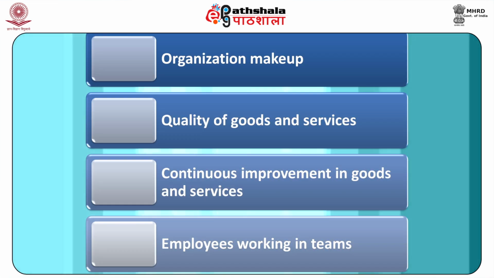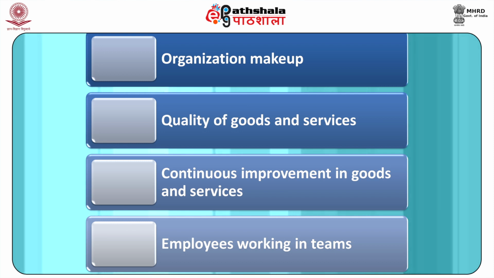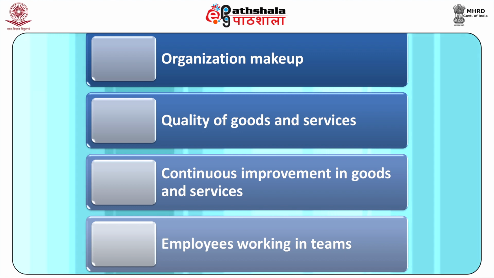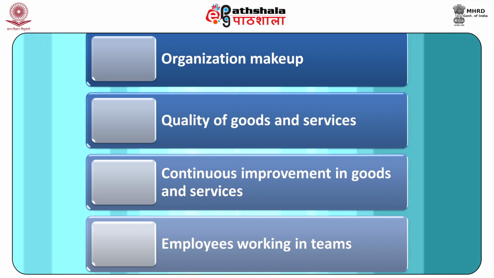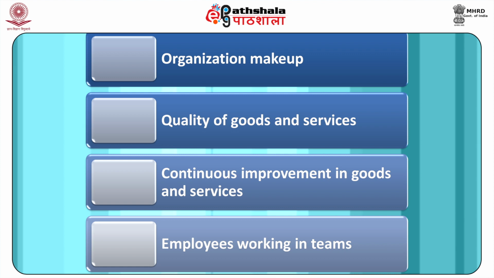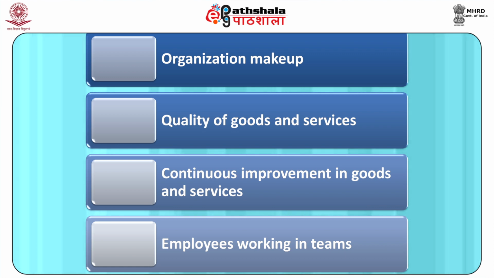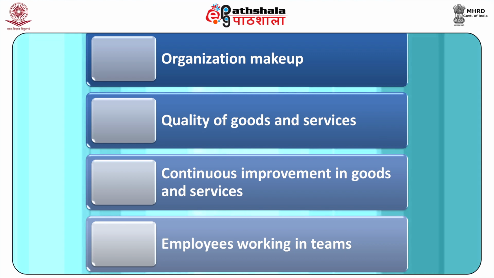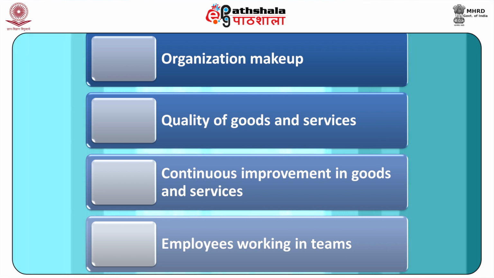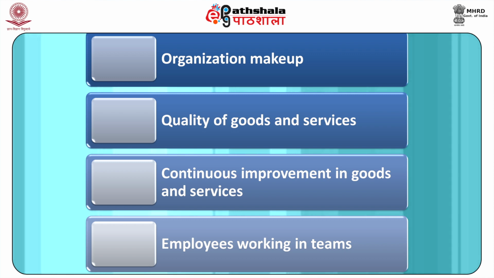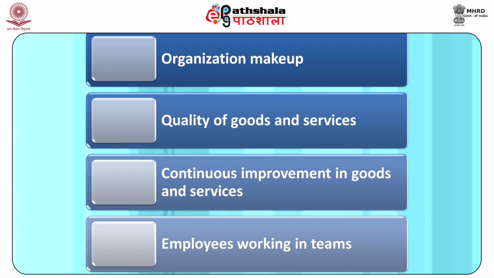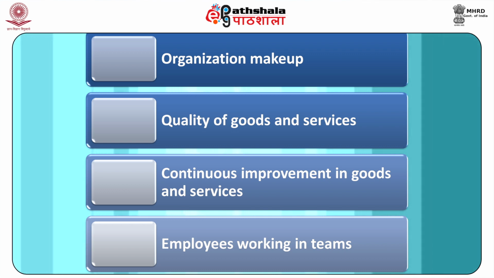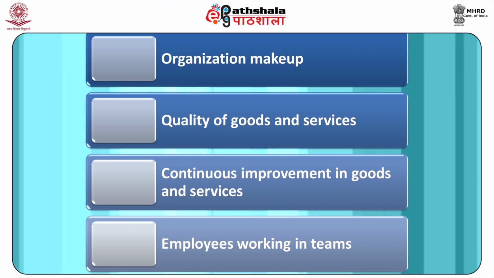The Quality School of Management considers organization makeup. Organizations are made up of complex systems of customers and suppliers. Every individual, executive, manager, and worker functions as both a supplier and a customer. Quality of goods and services: meeting the customer's requirements is a priority goal and presumed to be a key organizational survival and growth strategy.